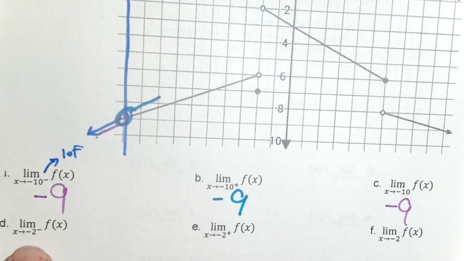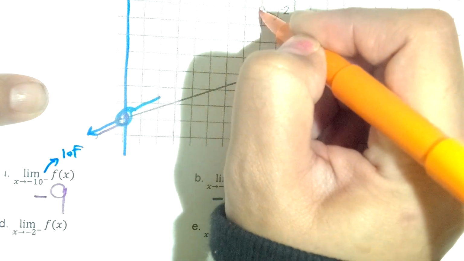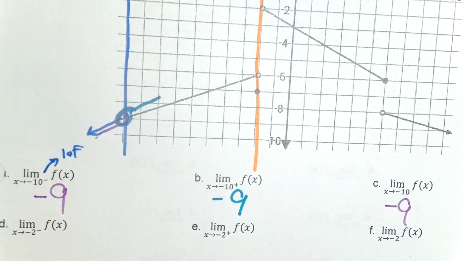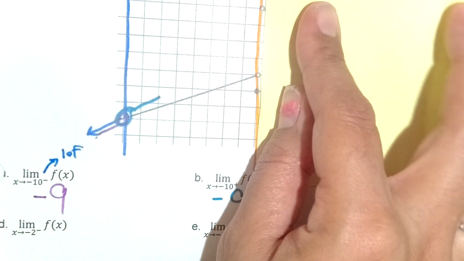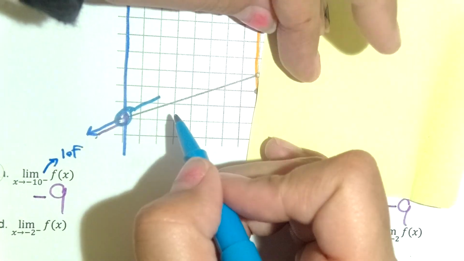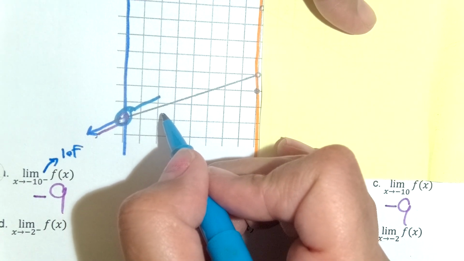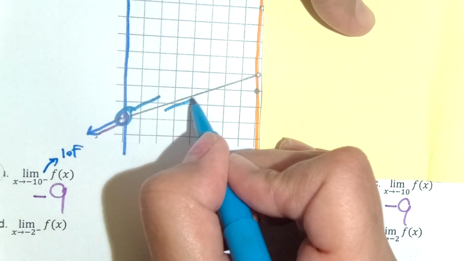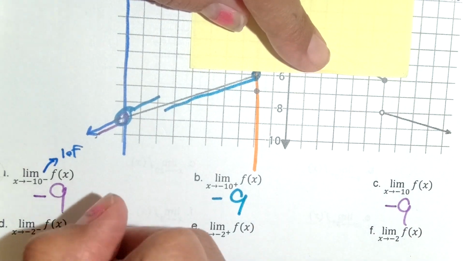So let's look at negative 2 now. I'm going to draw a line at negative 2, so look at this example, okay? Again, I'm going to start on my left side. I don't care about the right side right now. Can you guys see this? Am I covering it? I'm going to circle this. That value is negative 6.